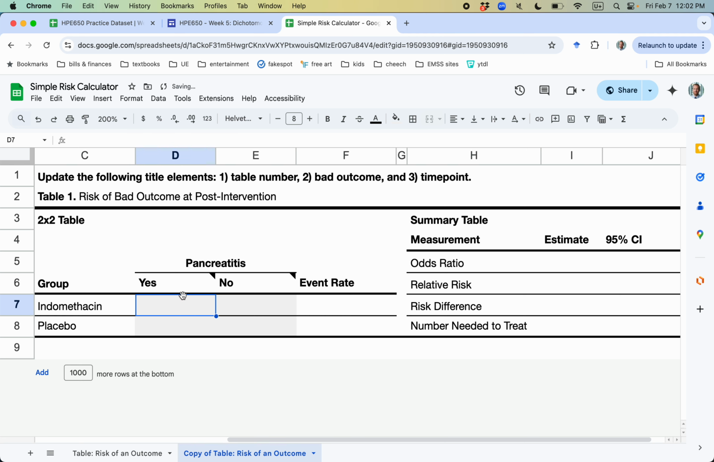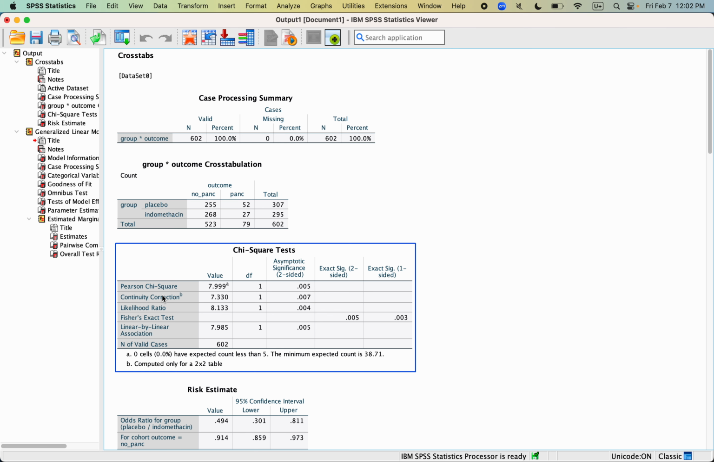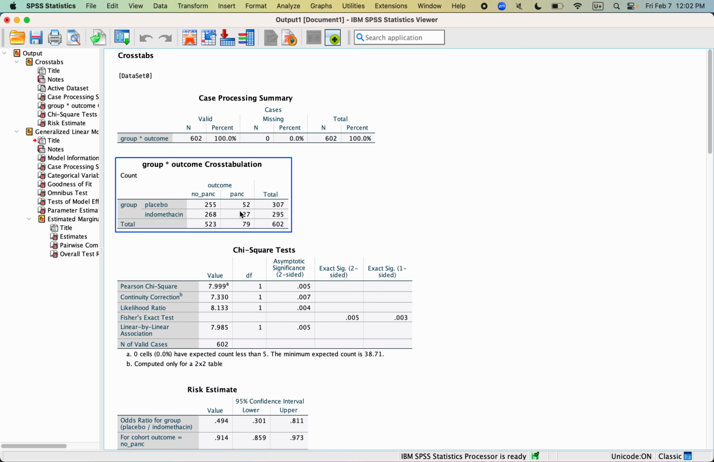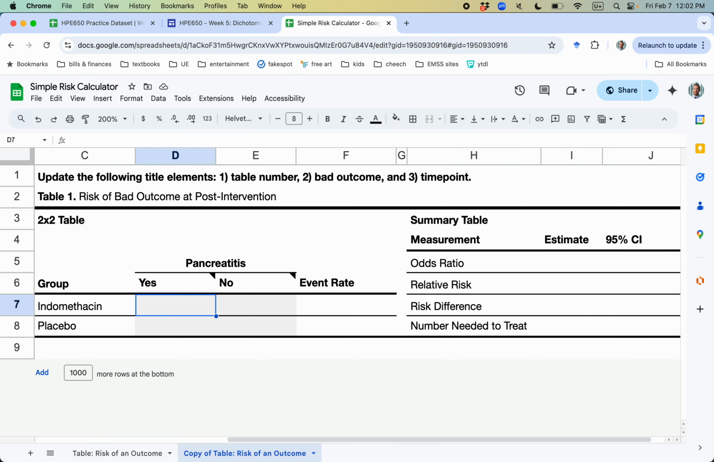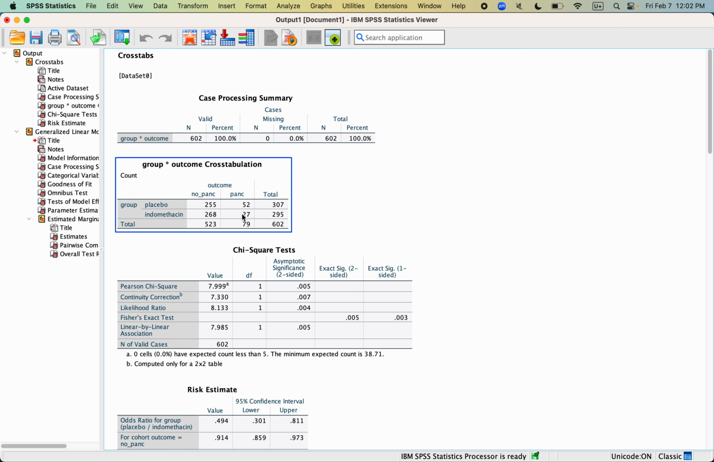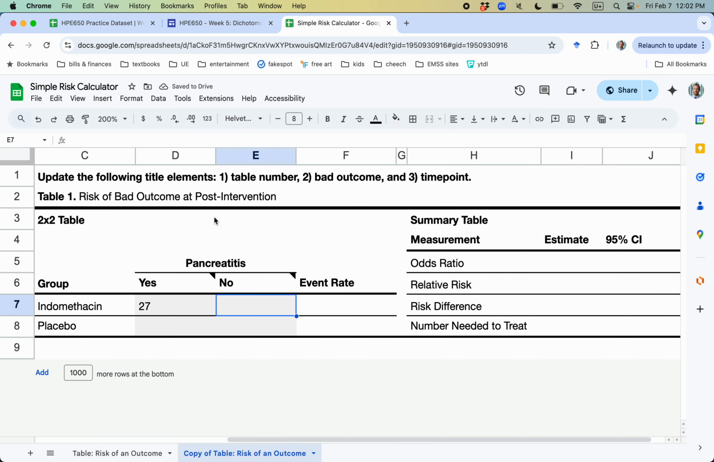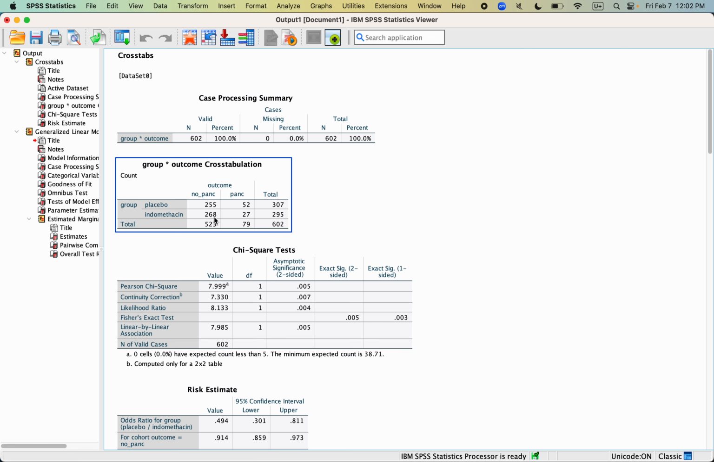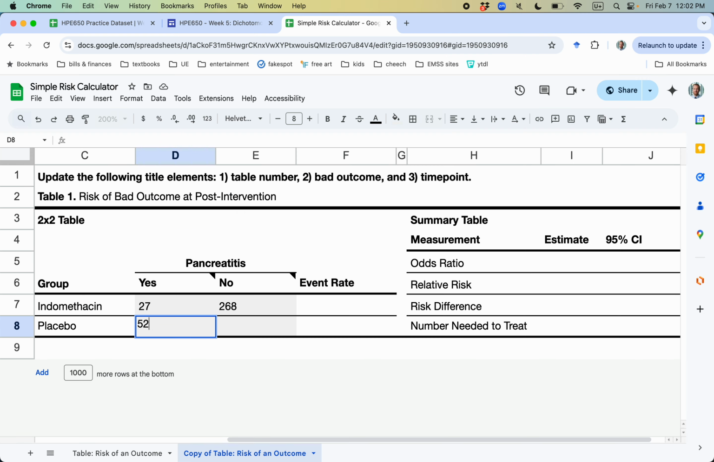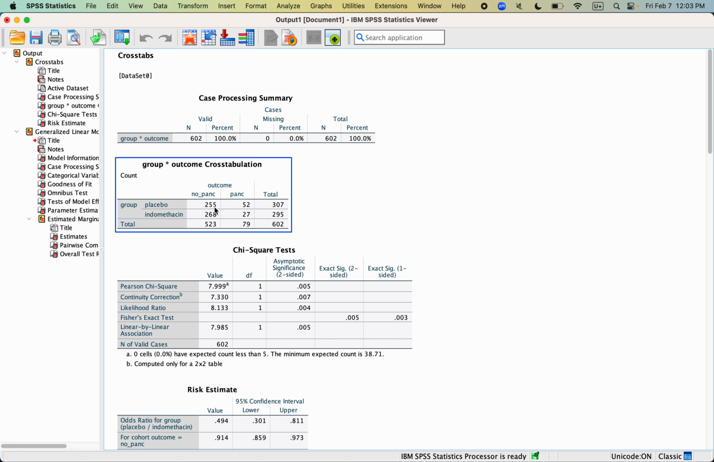My experimental group is the indomethacin group, and my control group is the placebo group. Now I just need to put in those values. So how many folks in the indomethacin group developed pancreatitis? If we take a look here, we see that it's 27. How many didn't? Scoot over, 268. How many folks in the placebo group developed pancreatitis? 52. And how many did not? 255.